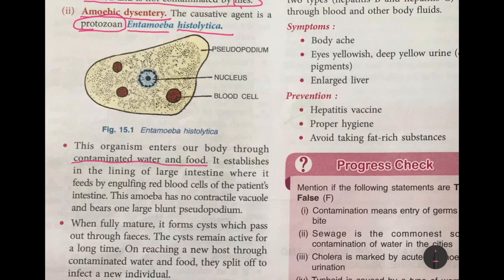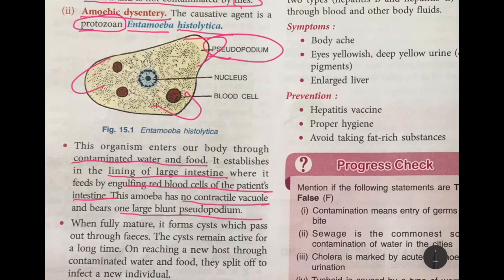It goes and catches hold and stays in the lining of the large intestine, where it starts feeding on red blood cells of the patient's intestine. This amoeba has no contractile vacuole and has one large blunt pseudopodium. Pseudopodium actually means false feet. It can move. This side may be the pseudopodium, it can form its pseudopodium, a false foot, in whichever direction it wants to move. There is no contractile vacuole.